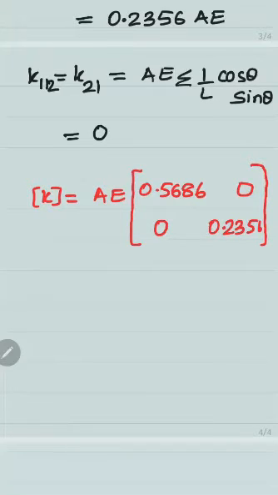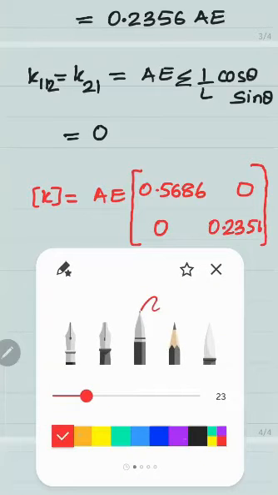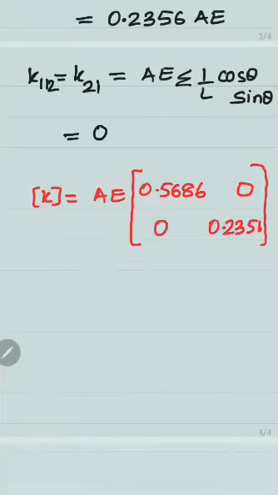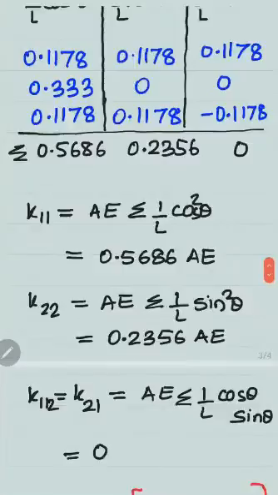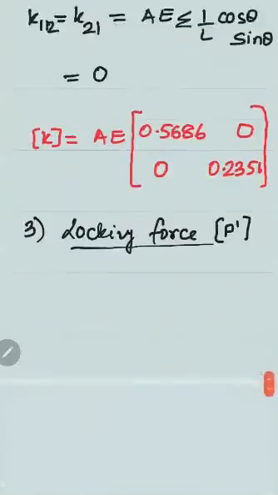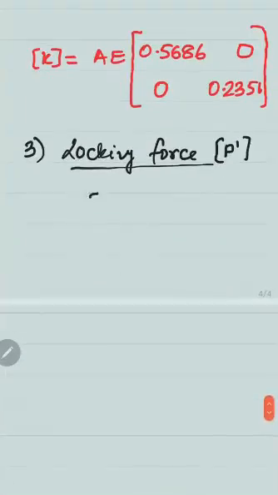After getting this K matrix, the next step, the third step, is the locking force matrix P dash. Now again this problem is unyielding, none of the joints are sinking here, so therefore your P dash matrix will be 0. Your P dash matrix will be 0, right?